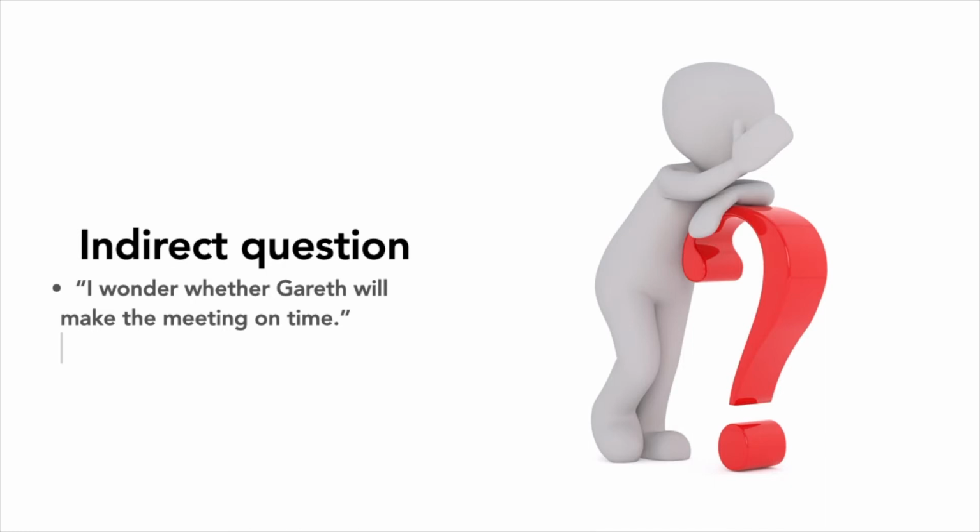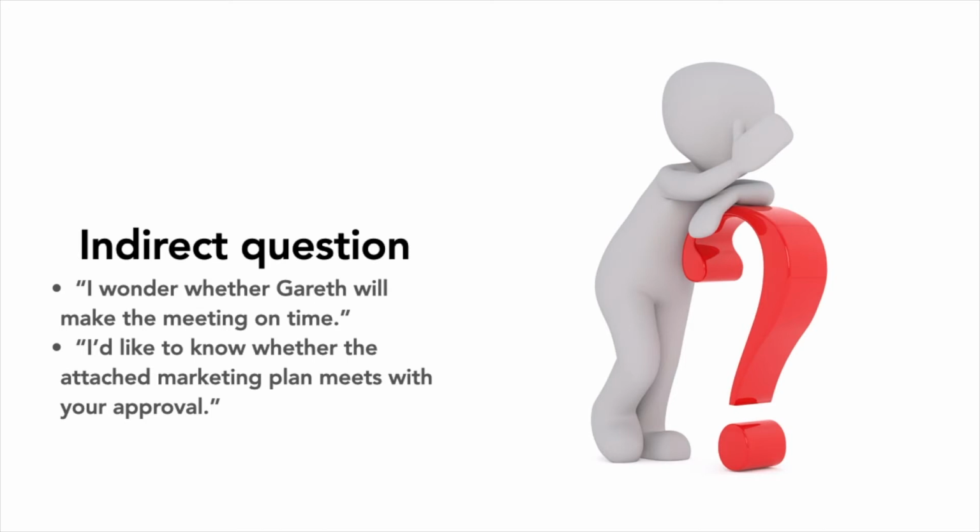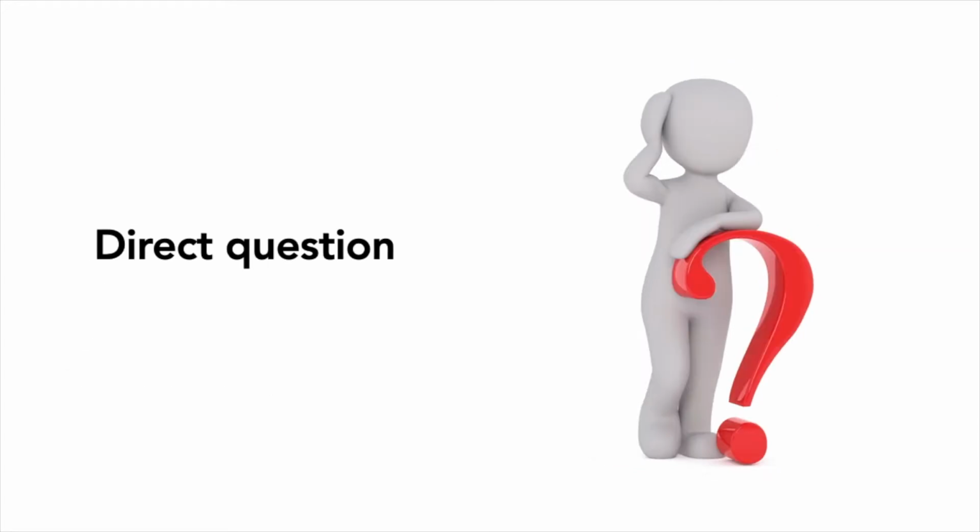question. Here's another indirect question. I'd like to know whether the attached marketing plan meets with your approval. When you put something like this in an email, for instance, you have implied a question, but you have not stated it to the person in a way that activates their automatic reaction to make a response. A statement is something that we can just take or leave, and chances are that your readers, who tend to be very busy and don't want to go to any work if they don't have to, will just leave it. Let's look at the difference when we ask a direct question.